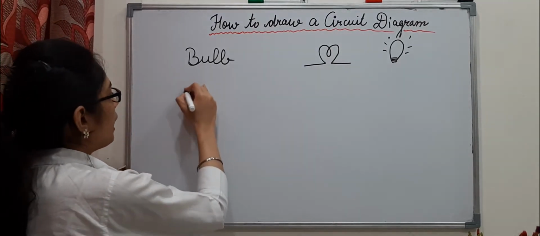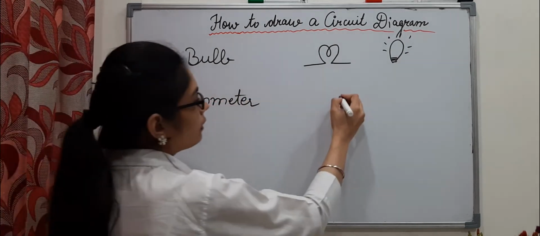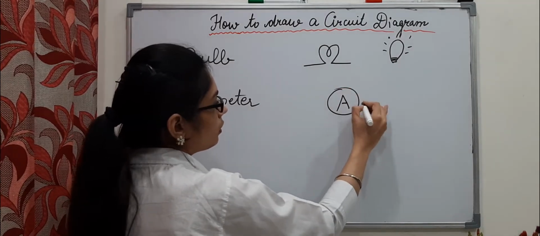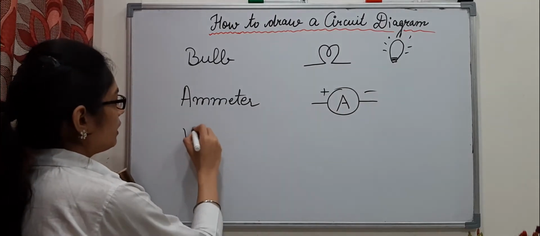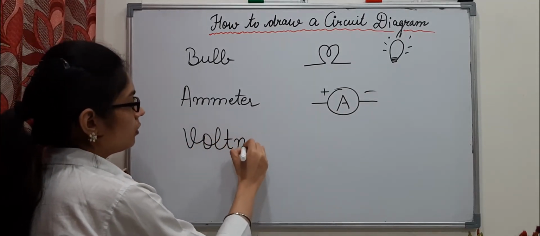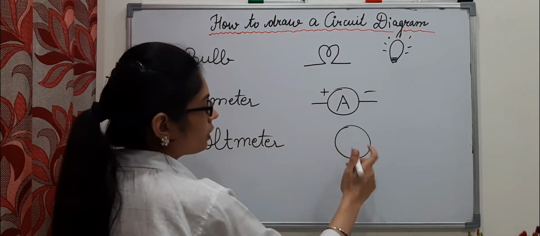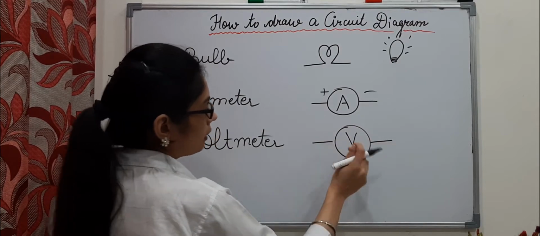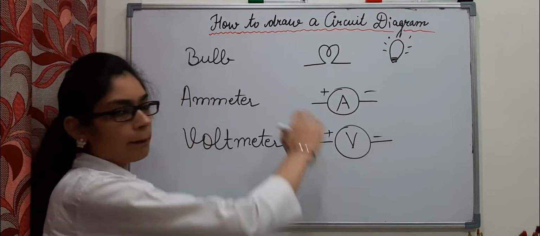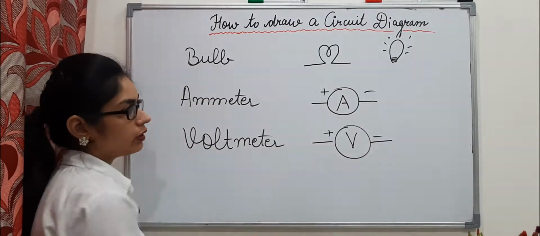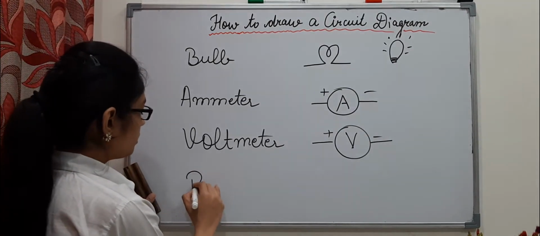Then we have ammeter. Ammeter, it is represented in this way. This is positive terminal, this is negative terminal. Then we have voltmeter. Voltmeter you can represent the same way like we represent ammeter, but instead of A you have to write V, plus minus. So ammeter, we all know it is used to measure current, and voltmeter, it is used to measure potential difference.